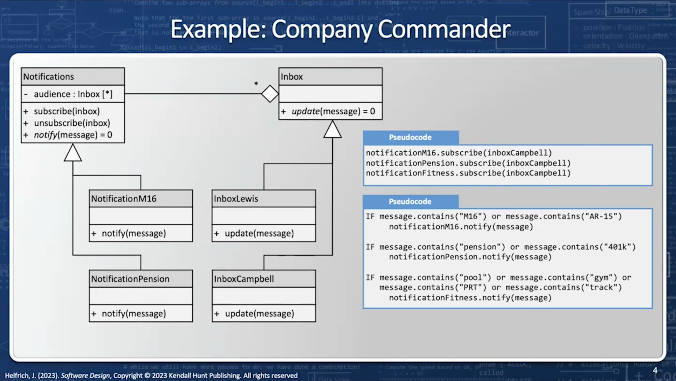So what's going to happen when a message arrives? Well, I'm going to see if the word M16 or the word AR-15 is somewhere in the message. And if it is, then I'm going to send everyone who's interested in M16s that particular email message. Similarly, if the message contains pension or 401k, then once again, I'm going to send everyone who's interested in pensions this message. And then finally, if there's any message containing the word pool or gym or PRT for physical readiness test or track or anything like that, then I'm going to send all the fitness people that message.